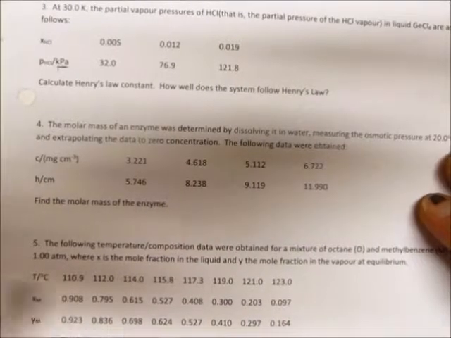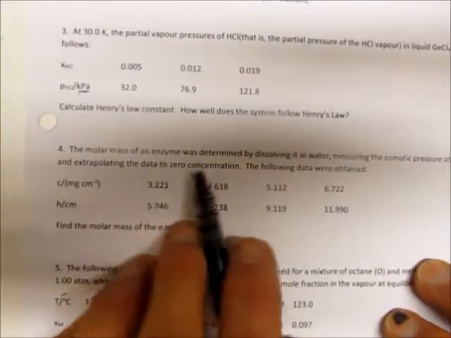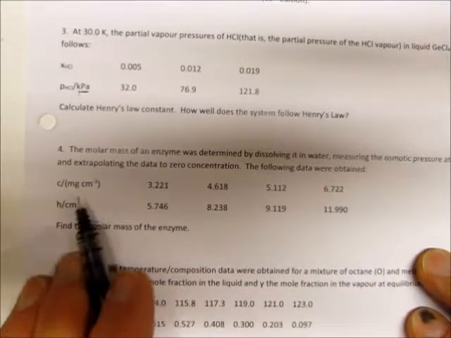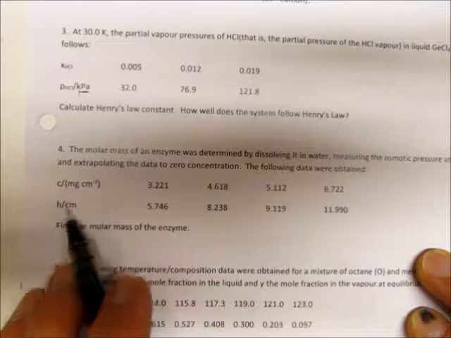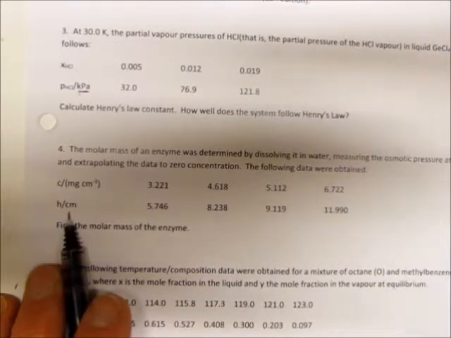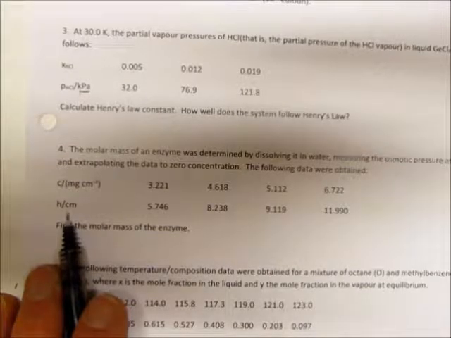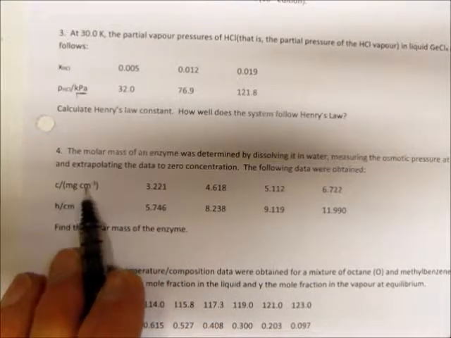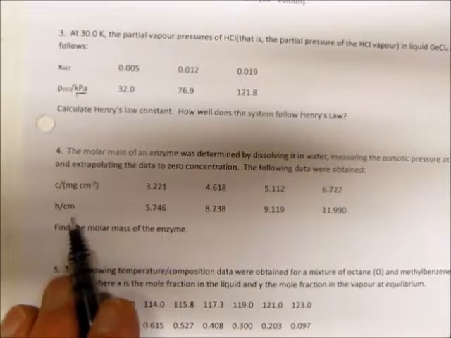So now we're going to move on to number 4. The molar mass of an enzyme determined by dissolving in water, osmotic pressure. So they're doing this by concentration versus the height of the liquid it's supporting. We talked about this in class. It's in your book. So obviously concentration, milligrams per centimeter cubed, versus height.